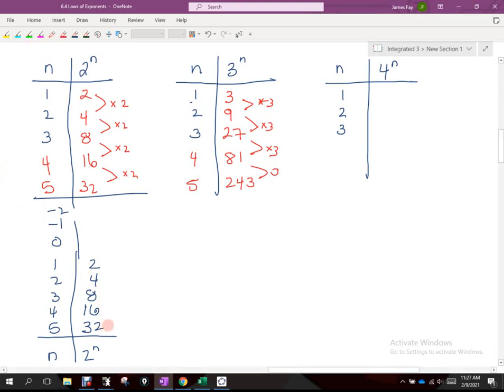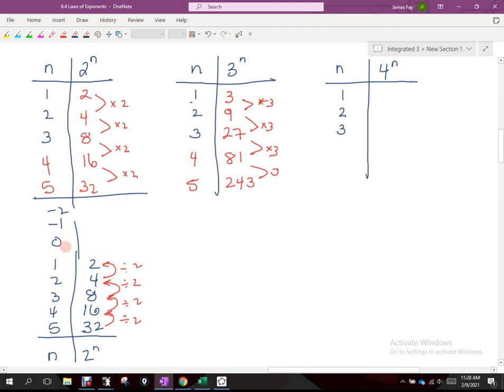What do I do to go from 32 to 16? Divide by 2. 16 to 8. Divide by 2. Divide by 2, right? Divide by 2. What am I going to do the next one?